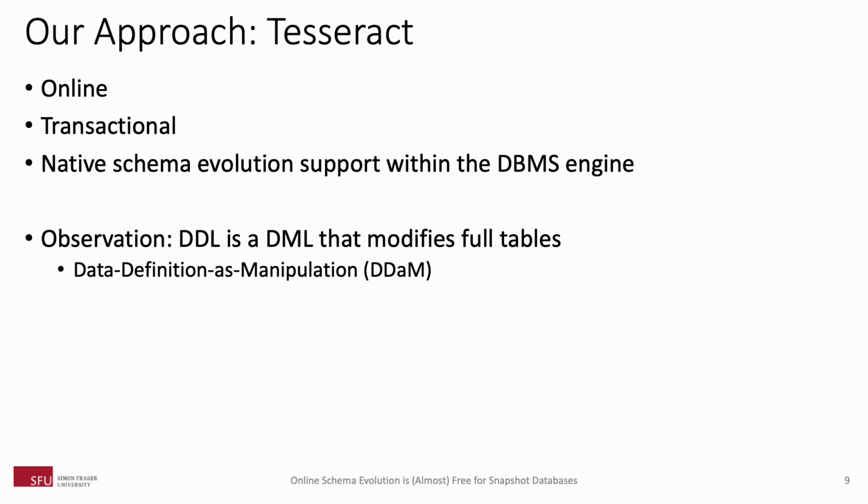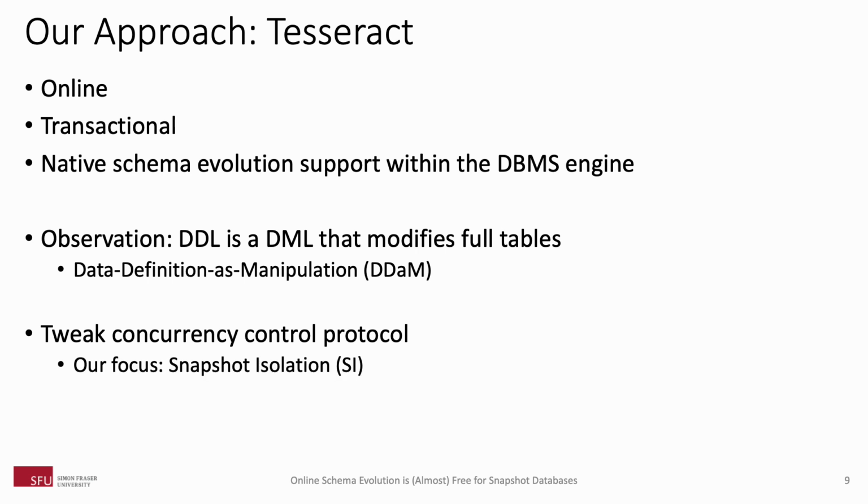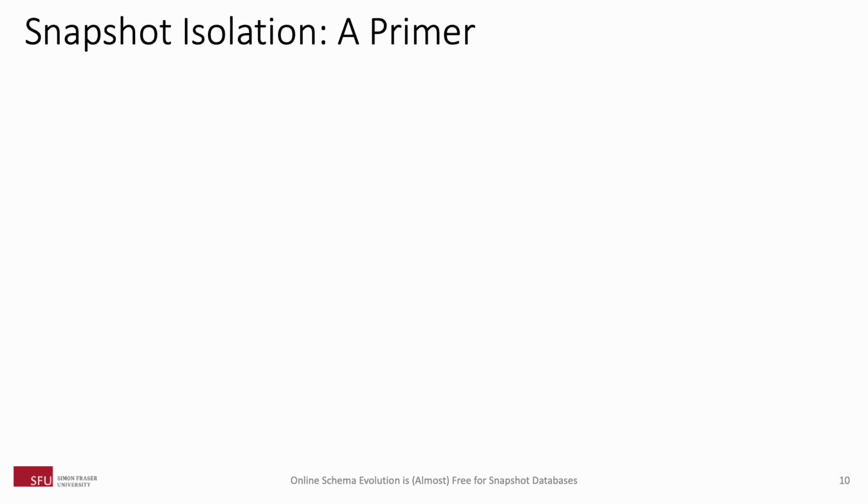Based on this observation, a DDL can run in the way the DML runs. So we can slightly tweak the concurrency control protocol within the engine to handle the previous issues. And in our system, we will focus on snapshot isolation. Because our method is based on SI, let's look at SI first.